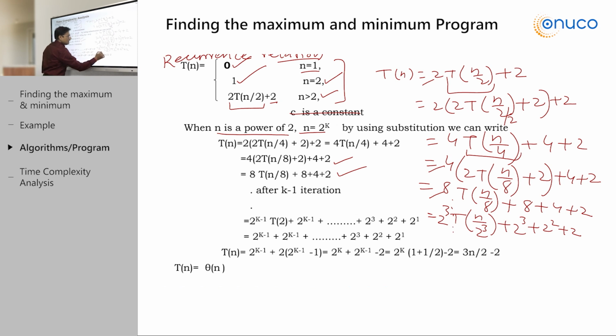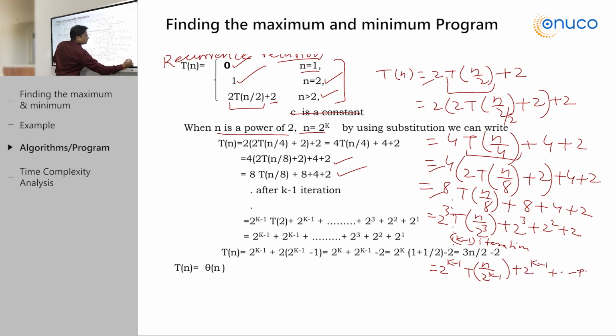Now we are talking after k minus 1 iterations. After k minus 1 iterations, what will happen? This can be written as 2^(k-1) T of n divided by 2^(k-1), plus 2^(k-1), and it will go 2 cube, 2 square and plus 2. It is written here. Look, n divided by 2^(k-1), I have written here T of 2.